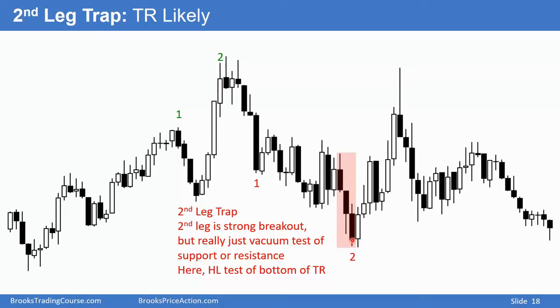So these bears are, at this point, really concerned. They look to the left and say, uh-oh, maybe this is not a successful breakout. Maybe this is just the second leg down in a big trading range. Trading ranges are filled with two-legged moves. One leg up, pull back, second leg up. One leg down, pull back, second leg down.